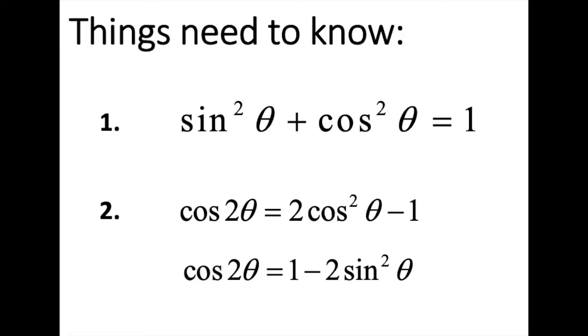Today we're going to talk about integration. Before we move on to integration, there are some trigo identities we need to know. Sine square plus cosine square equal to 1. And cosine 2 theta equal to 2 cosine square theta minus 1, or 1 minus 2 sine square theta.